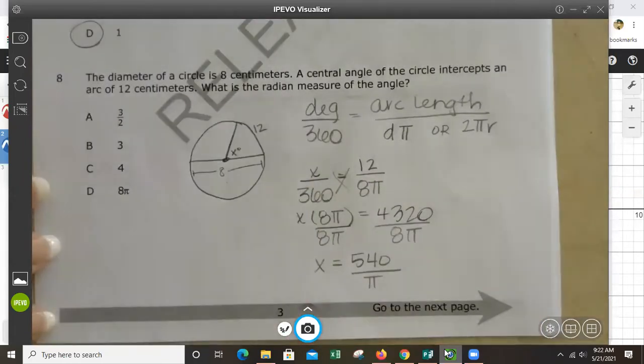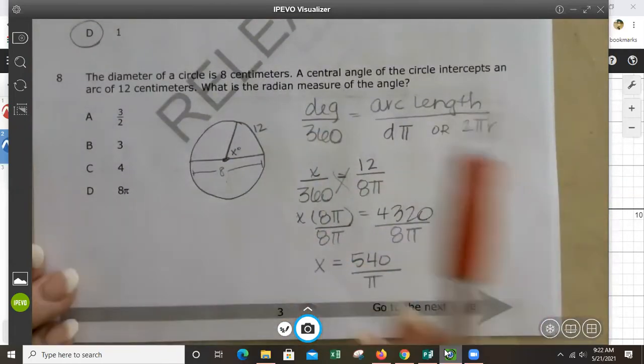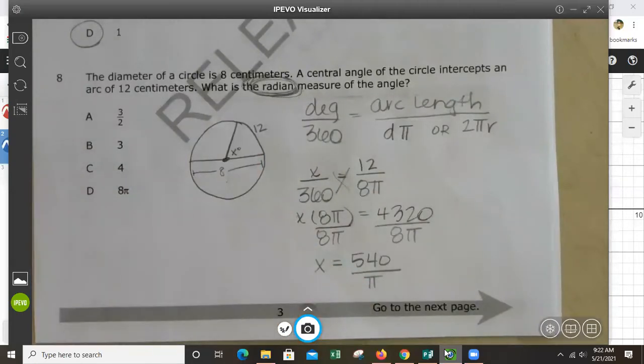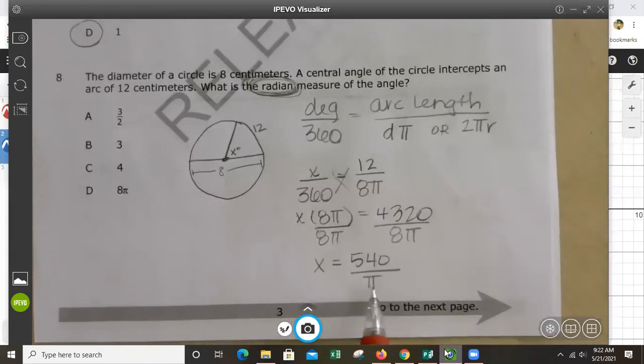And the reason I do this is because what's it ask you for? The radian measure. Right now we're in degrees. So how do we do that? Remember how we changed from degrees to radians or radians to degrees? It's either 180 over pi or pi over 180. This is why I leave it in terms of pi.